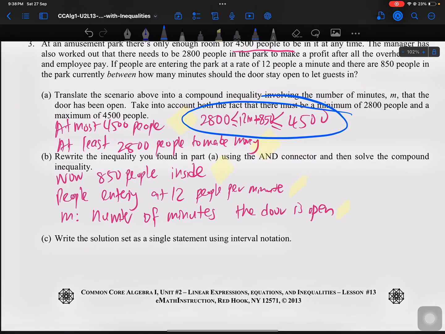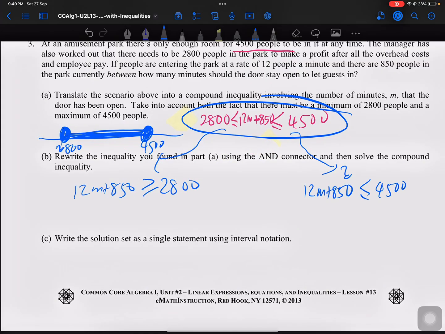Then for B, rewrite the inequality you found in A using an "and" connector and then solve the compound inequality. Split it. 2,800 is going to the right. So it is actually larger than, going to the greater than. So that's why we have this sign.